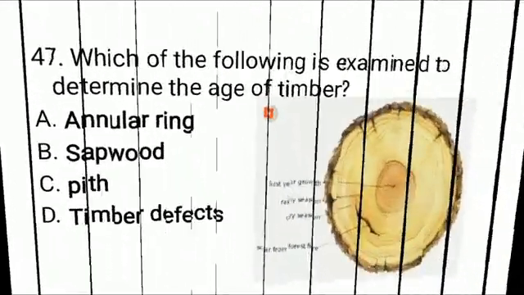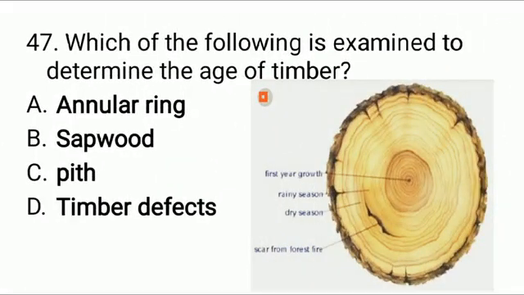The next question will be, which of the following is used to determine the age of timber? Annular ring, sapwood, peat or timber. So our answer will be A. Annular ring can determine the age. As trees age, they grow in height and width, right? So observing a cross section of a tree, you will see the growth rings, or annual rings. By counting these rings, you can tell the age of the timber. So our answer will be A.